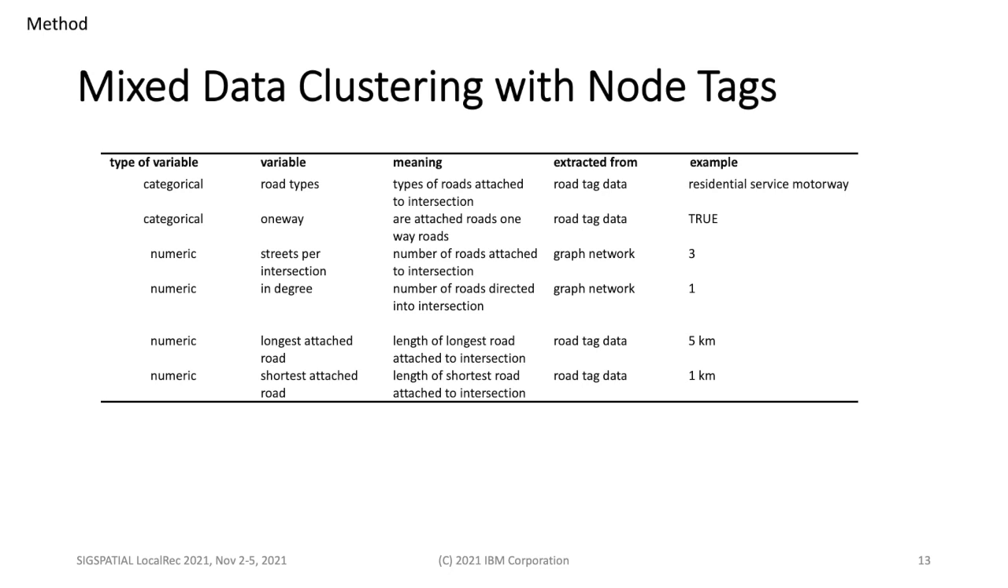So for instance, we might have different types of data. We might have categorical data in the form of the words describing what type of road it is. We might also have numeric data, which is in terms of numbers that are describing, for instance, the number of streets attached to an intersection, the length of roads attached to the intersection, and so on and so forth. So this is why we term this mixed data clustering, based on the data describing the intersections.